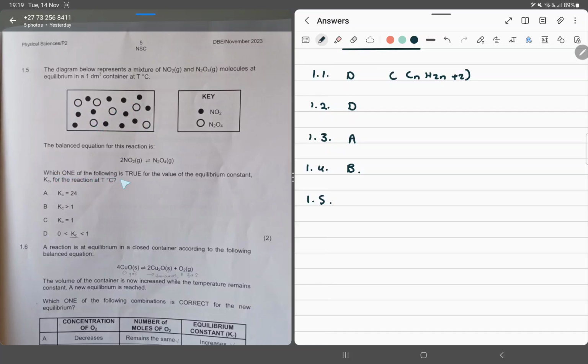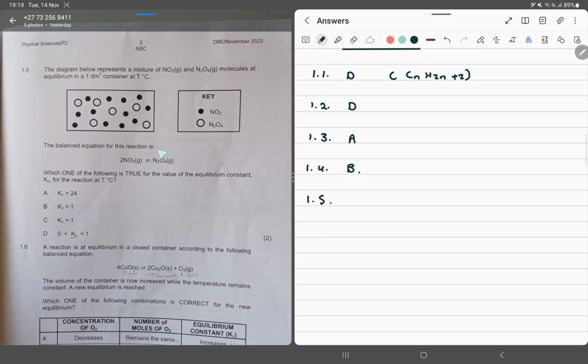Okay, it says, which one of the following is true for the value of the equilibrium constant, Kc, for the reaction at T degrees Celsius? Now, essentially, the number of molecules here, this is when we are at equilibrium. So that means that the concentration of dinitrogen tetroxide is going to be 6/1, which is basically 6 moles per decimeter cubed. The other one, nitrogen dioxide gas, is going to be 12 divided by 1, which is just 12 moles per decimeter cubed.